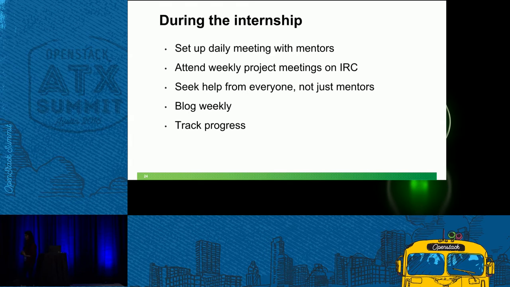And you should blog weekly. This is also one of the requirements once you start the internship, that you should blog weekly or at least twice, once in 2 weeks. And you should track your progress. According to the timeline you decide with your mentors, you should see that, okay, it's 2 weeks and I should have achieved maybe two patches in these 2 weeks, so I should have completed this feature by then. You should keep tracking it so that you are able to successfully complete your internship in time.